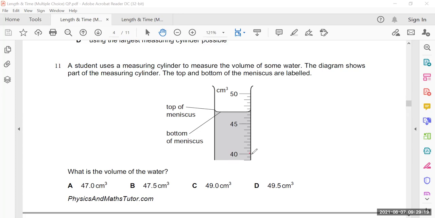This 40 is here. The small line is for the half. This is 40 and half. This is 40.5, children. Then the next one is 41, 42, 43, 44, and now this is 45. Then 46 here, and this will be 47. So this is 47 centimeter cube. What do you need to calculate? What is the volume of the water? Yeah, 47 centimeter cube is in option A.